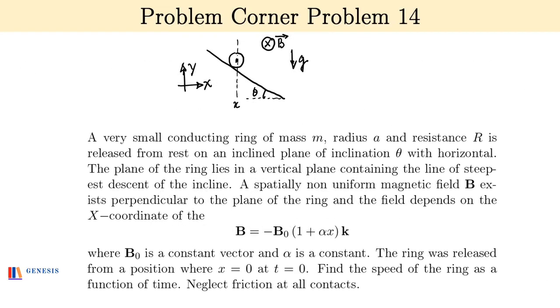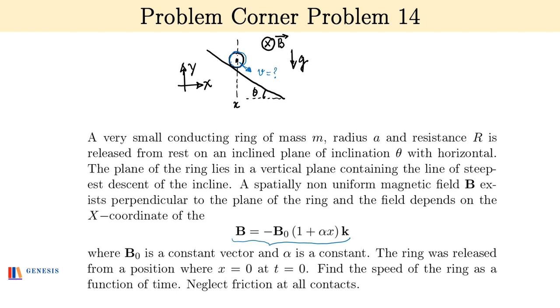A very small conducting ring of mass m, radius a and resistance r is released from rest on an inclined plane of inclination theta with the horizontal. The plane of the ring lies in a vertical plane containing the line of steepest descent of the incline. A spatially non-uniform magnetic field B vector exists perpendicular to the plane of the ring, and the field depends on the x coordinate of the center of the ring as B vector is equal to minus B naught (1 plus alpha x) k cap, where alpha is a constant.